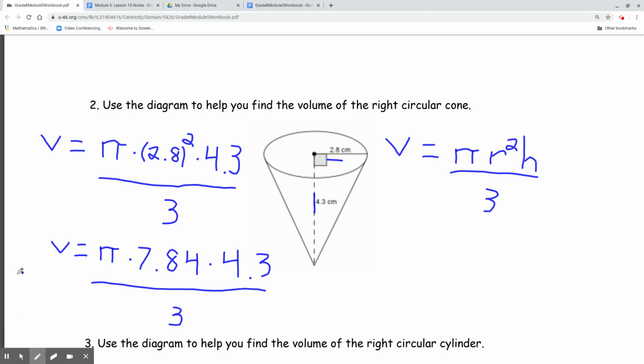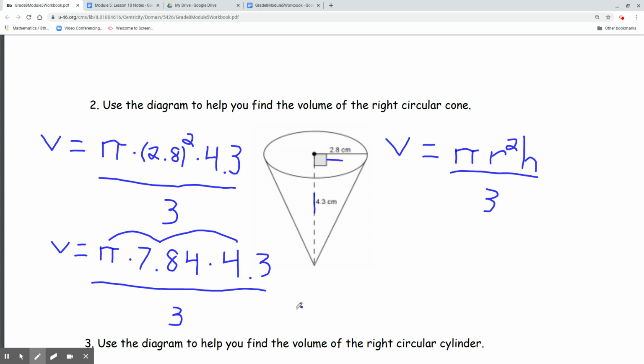Okay, so hopefully you guys were able to figure this part out too. I squared 2.8. That would be the first thing in order of operations I would do in this formula. And that gives me pi times 7.84 times 4.3. And this is all now going to be divided by 3. So now I'm going to go ahead and do the multiplication and division in the same step. So I'm going to multiply these 3 numbers together, and then I'm going to divide that by 3.